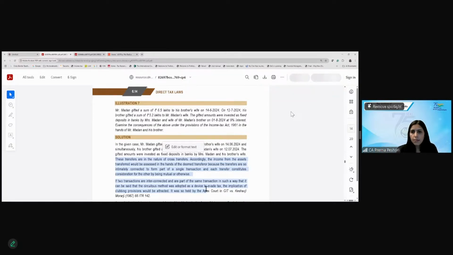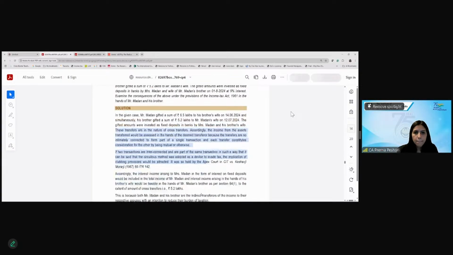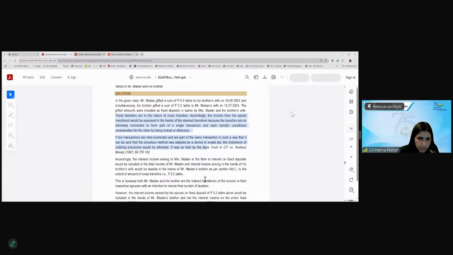I could identify it as cross transfer transaction. But when it comes to the accretion, if I so happen to write the accretion part also, then they may deduct a part of the marks, right? Yes. Because it is incorrect. So if it is incorrect, they will deduct the marks. Right?